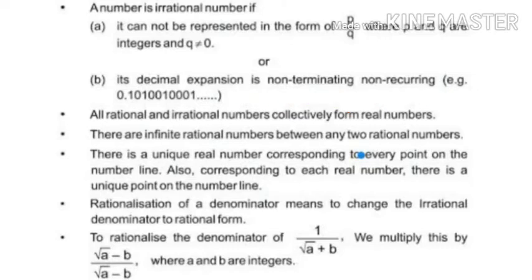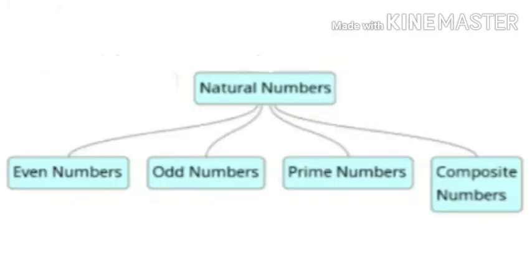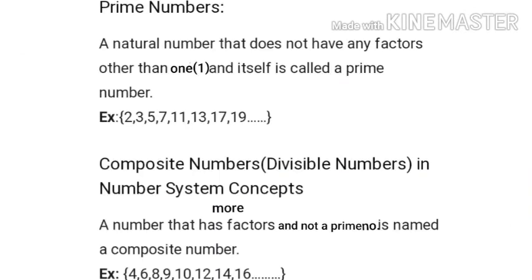Now, all rational and irrational numbers, collectively all these are called the real numbers. Again, these real numbers can be divided into prime numbers, even numbers, odd numbers, or composite numbers. Then natural numbers can be prime numbers. Prime number means a natural number that does not have any factor other than 1 and itself, like 2, 3, 5, 7, 11.